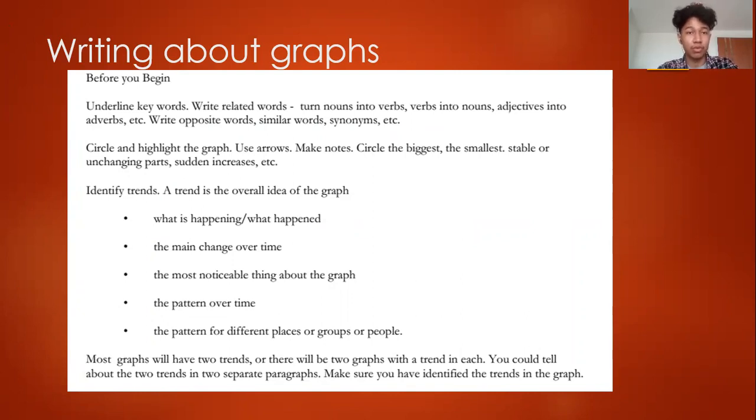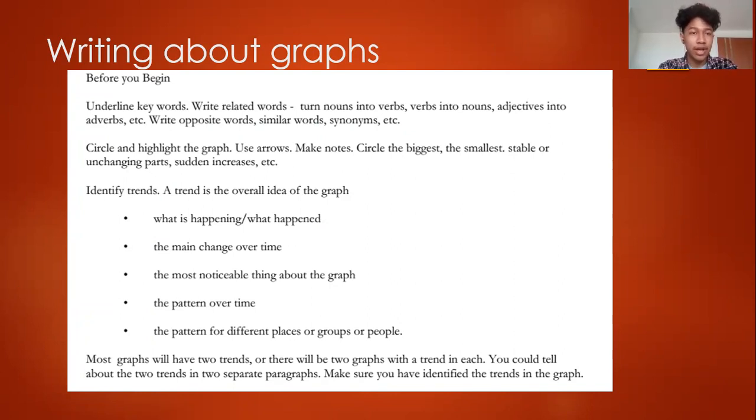We have to underline the keywords and some related words, like turning nouns into verbs, verbs into nouns, adjectives into adverbs, etc. Of course, we have to write some opposite words or similar words and some synonyms, etc. Circle and highlight the graph using arrows. Take notes. Circle the biggest, the smallest, stable or unchanging bars, sudden increases, and etc.